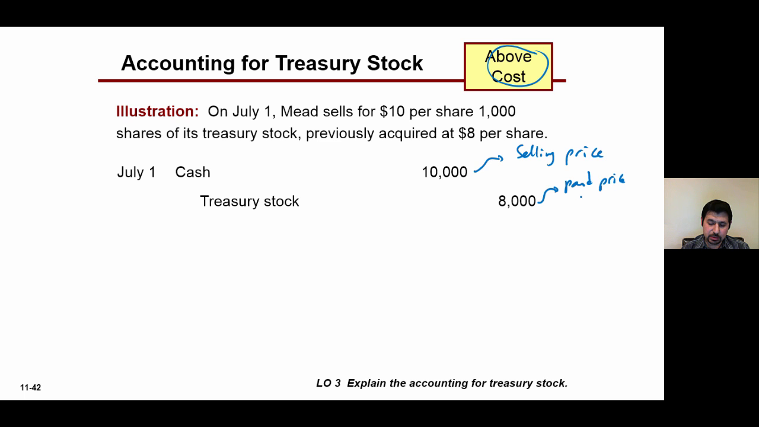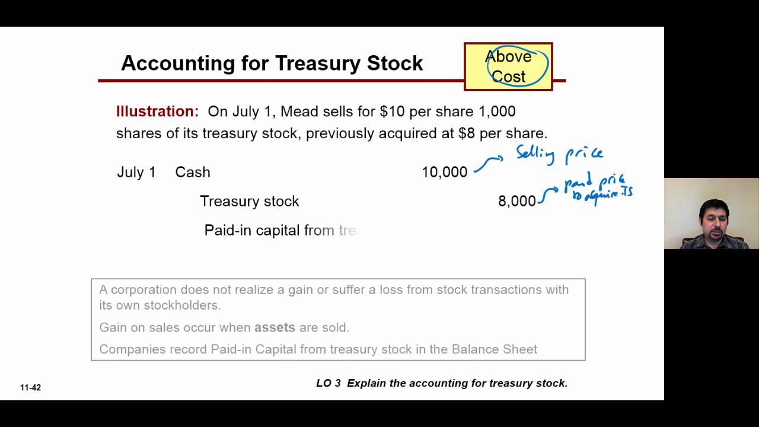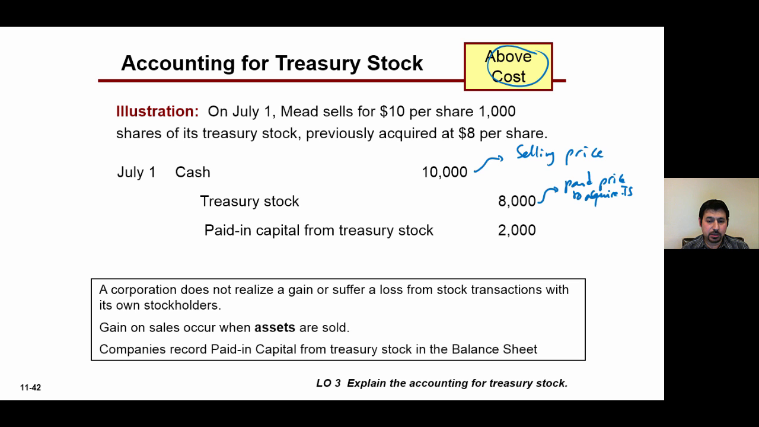So the price to acquire treasury stocks. The difference between the two will be credited to paid-in capital from treasury stock.